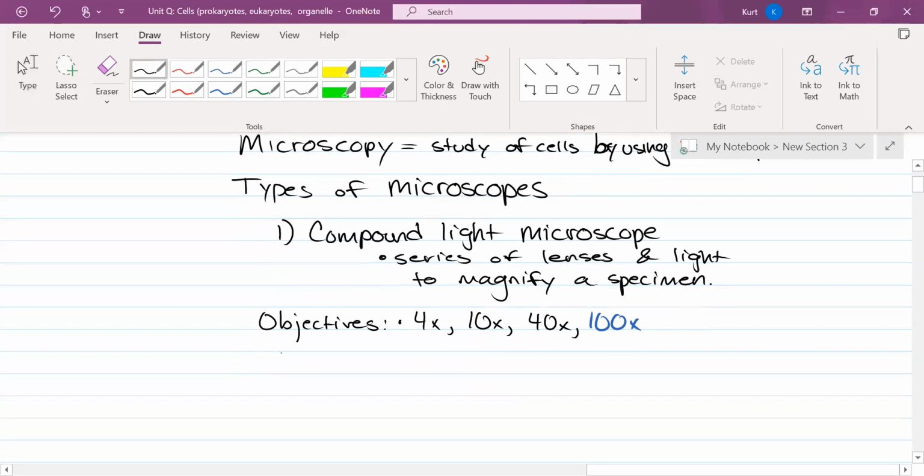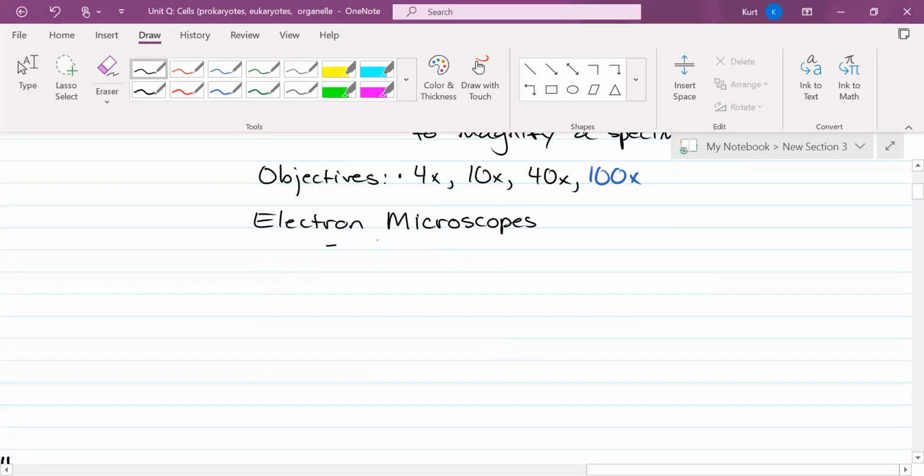The other 2 types of microscopes are called electron microscopes. And these are enormous machines. They take up a huge room. They're not like something you can hold in your hand. Electron microscopes can see things greater than 2,000 times magnification. That's crazy. That's really, really strong. That's very, very small. What they do is they shoot a beam of electrons at a specimen.